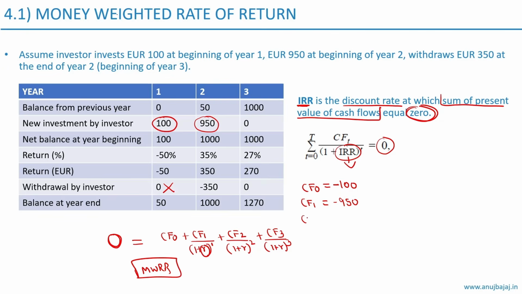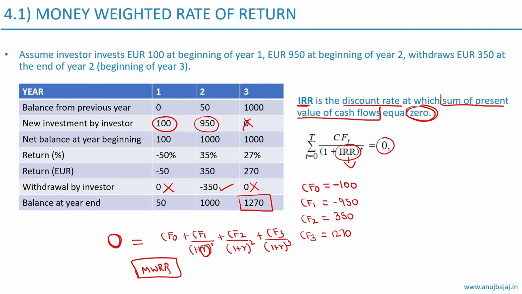Coming to cash flow 2, there is a withdrawal by the investor, which is a cash inflow. Hence, we represent this by 350 euros. And there is no additional investment. Hence, the cash flow at the end of year 2 or at the beginning of year 3 in total is 350. Cash flow at the end of year 3: we see there is no withdrawal nor any addition by the investor. But as we have seen, cash inflow also refers to any value remaining at the end of the investment. So cash flow 3 is 1270.